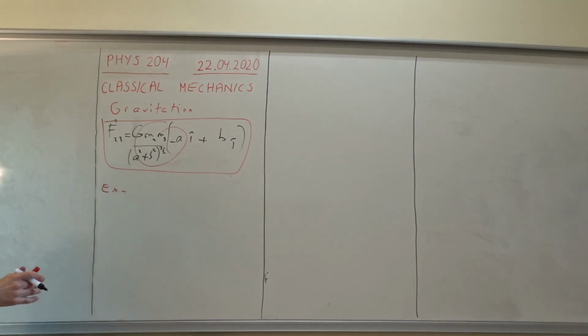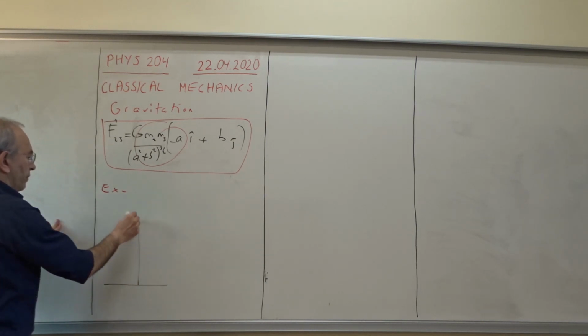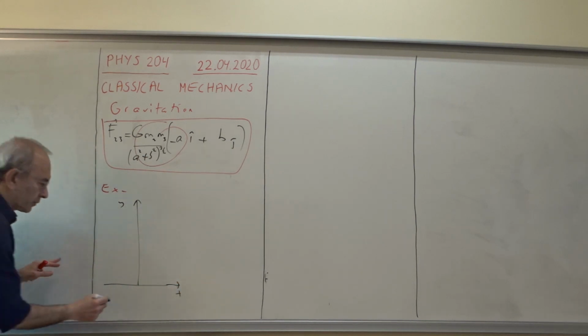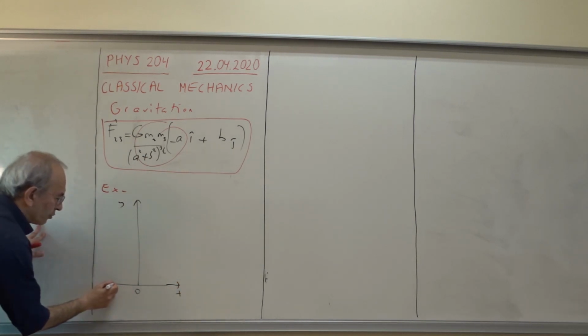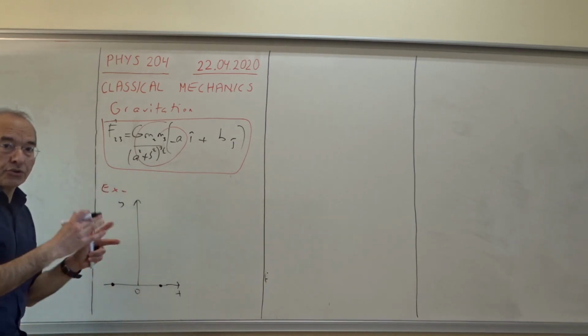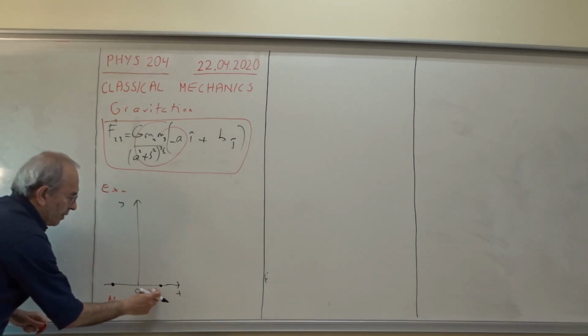Let's first draw the picture and then write the text. The picture is the following. Here we have an XY system, origin. But we put two identical objects symmetrically on the two sides of the y-axis. These masses are capital M, capital M.